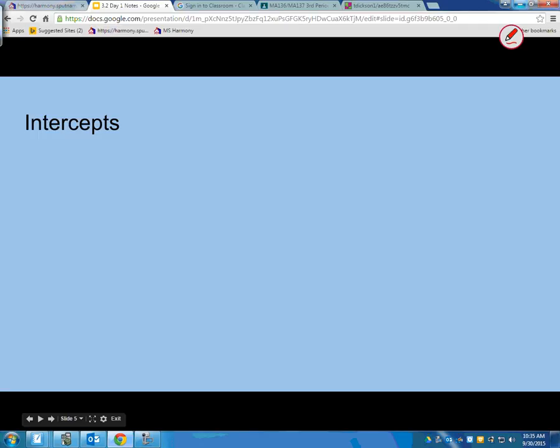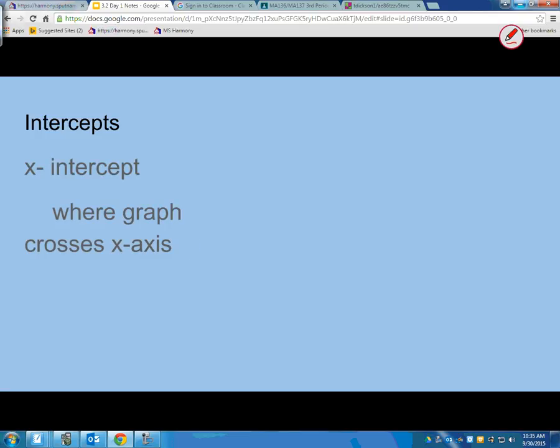All right, what about intercepts? What does it mean to be an intercept of a graph? Either one, right? What's an x-intercept? How do you find an x-intercept, where it crosses the x-axis? Solve what?